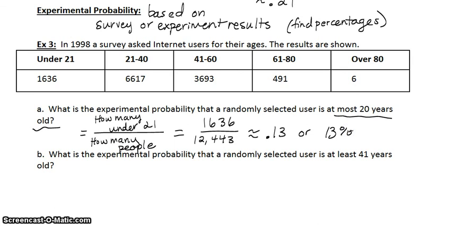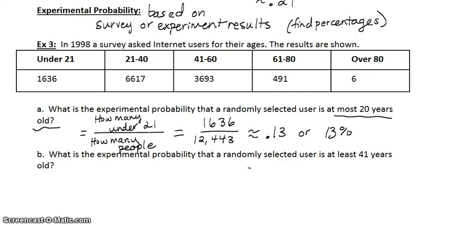Now that I've done a problem, you might agree with me, it doesn't really seem like we're doing probability, does it? More seems like we're just finding a percentage, like 13% of people were under 21, instead of probability would be 0.13. So don't let the word experimental probability throw you off, is what I'm trying to say here. It is simpler than it sounds.